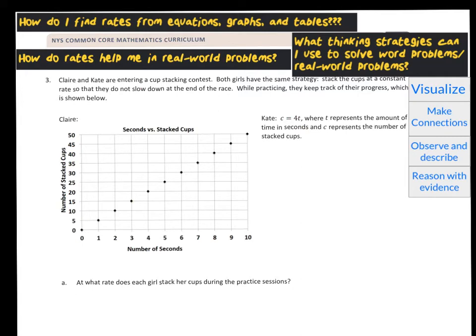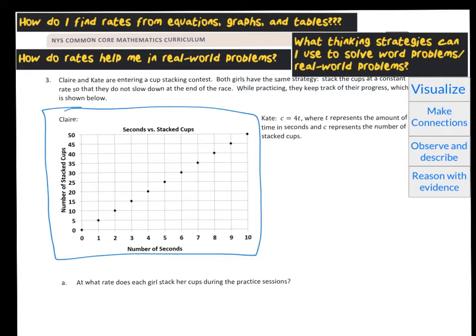Okay, so we're going to start working. I'm going to use Claire's information and do all her math in blue. And I'm going to do Kate's information and all her work in green. Feel free to pause the video at any point in time to work ahead and then compare what we're going to do. Question A asks, at what rate does each girl stack her cups during the practice sessions? So from this graph and this equation, I need to figure out Claire and Kate's rate of cup stacking.